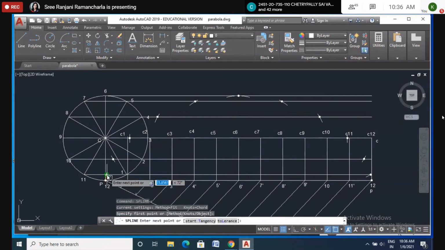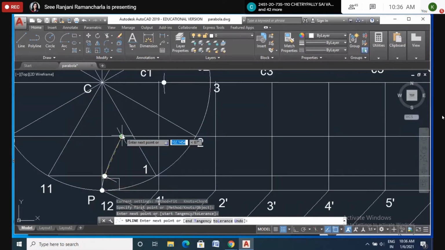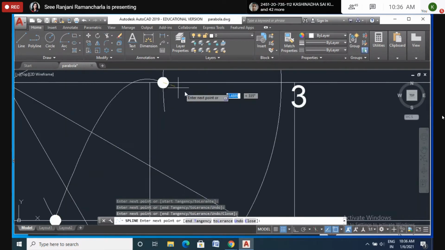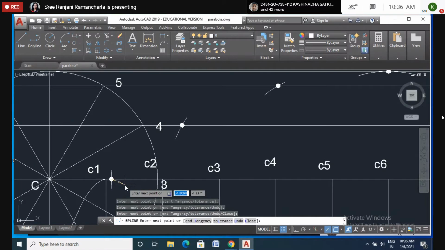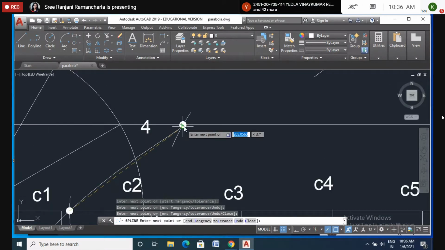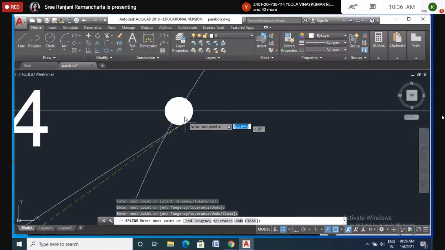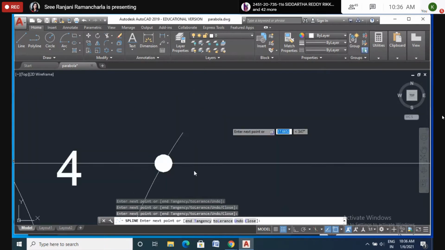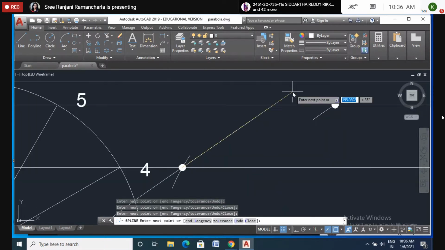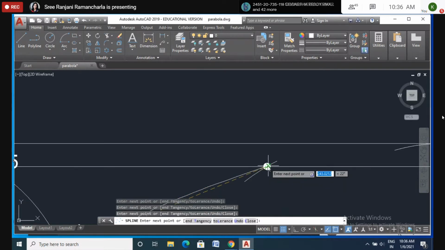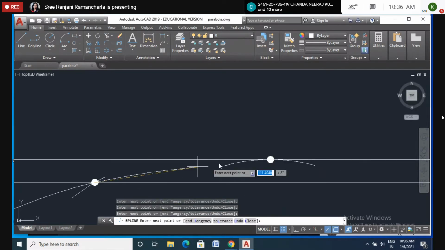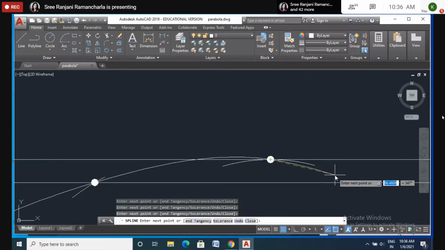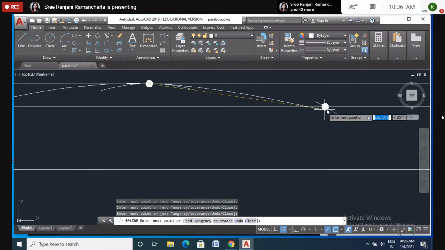I told you that when you go for horizontal alignment, there are different kinds of shapes of alignment. You have got the circular curve, and then you have got the transition curve, which I covered previously also, and I told you the importance of the transition curve. It helps in smooth transitioning from one alignment to another.